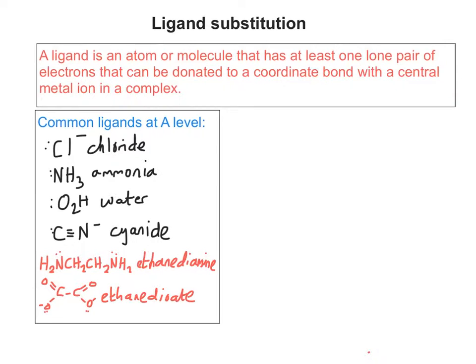You can see that some are charged and some are not. And the colour-coded annotation just shows that the chloride, ammonia, water and cyanide ligands are monodentate, which means they've got one lone pair of electrons available for coordinate bonding, and ethane diamine and ethane dioate are both bidentate, meaning they've got 2 lone pairs of electrons available for coordinate bonding.